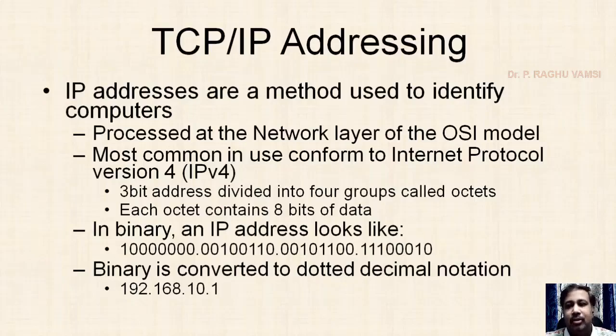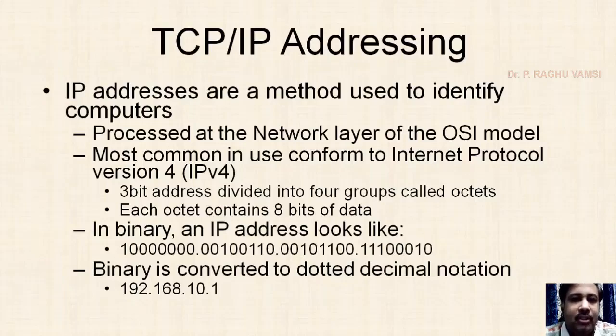Actually, this IP protocol comes in two versions: IP protocol version 4 and IP protocol version 6. So you may be surprised, what about versions 5, 2, 3 and all? Basically, those are experimental ones. They are not released in the public domain. So in the public domain, only IPv4 and IPv6 are there.